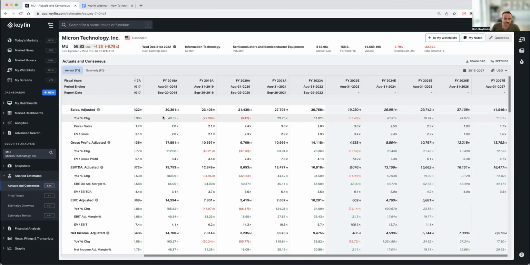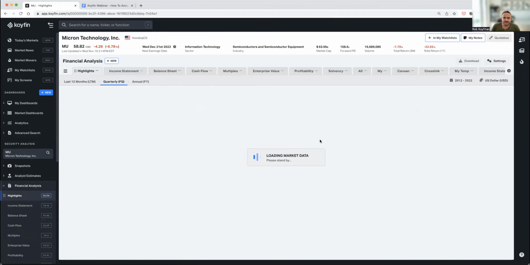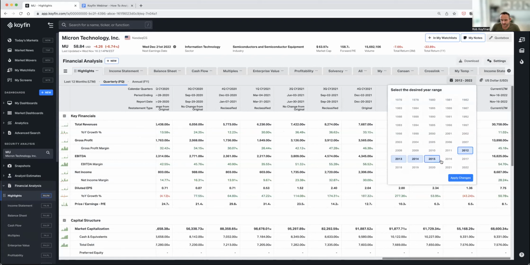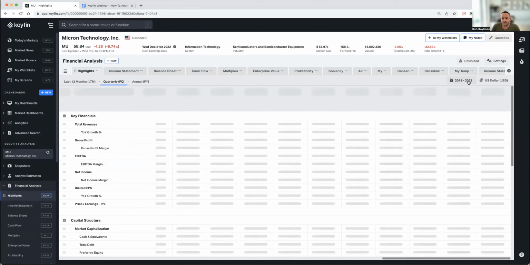The other thing to understand is with growth rates, you could be looking at annual numbers, quarterly numbers, or LTM numbers, which is last 12 months. We actually don't have LTM in this snapshot because we haven't built it yet. But if you look at something like the income statement and you look at the highlights, and let me just put this, this is going to take a second to load just because it's a lot of stuff. But if I do this with fewer years, let's say 2019 to 2022, apply changes here, and then look at the LTM.